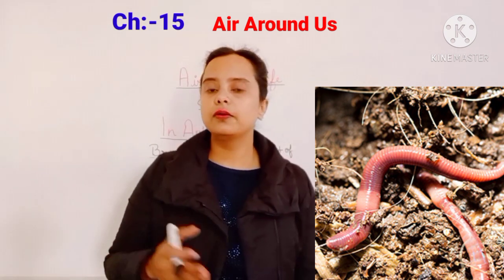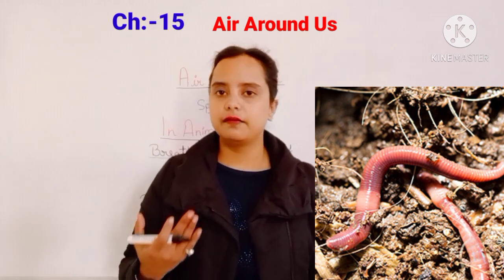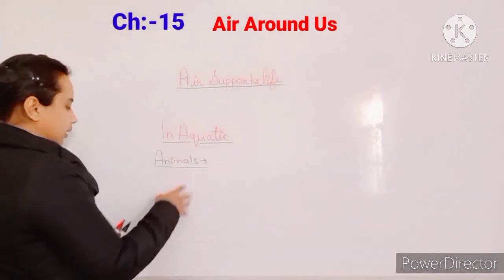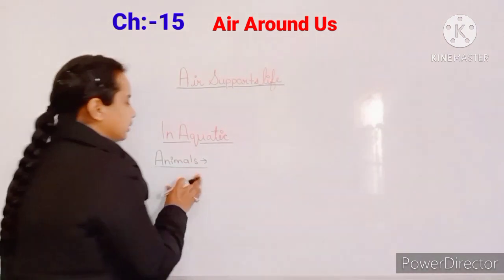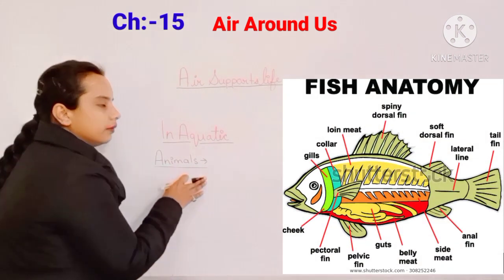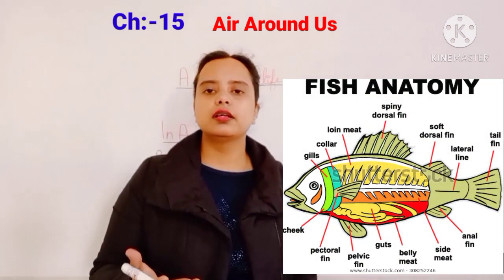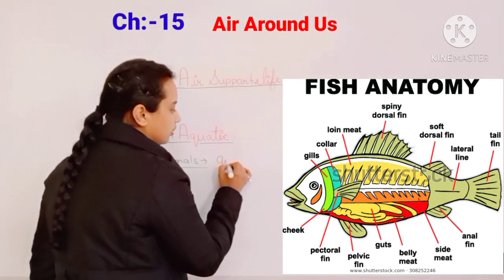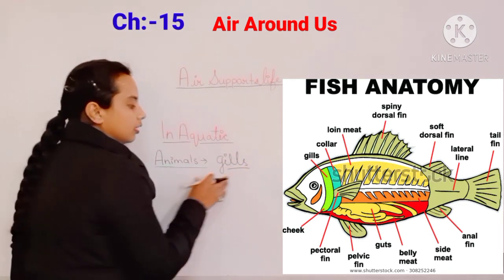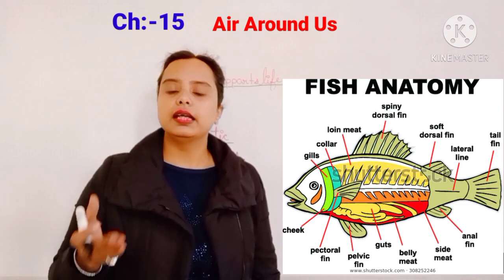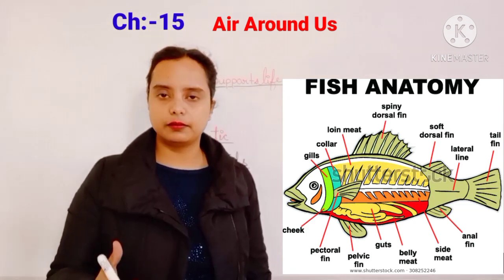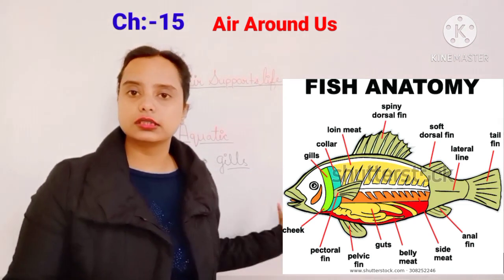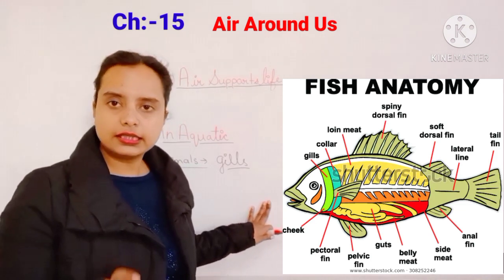Now let's see how aquatic animals and plants respire. So how does air support life in water? Let's see the aquatic animals like crabs and fish. They respire through their gills. Gills help these aquatic animals to take in oxygen and give out carbon dioxide. And they take the oxygen from the water, in the dissolved form.